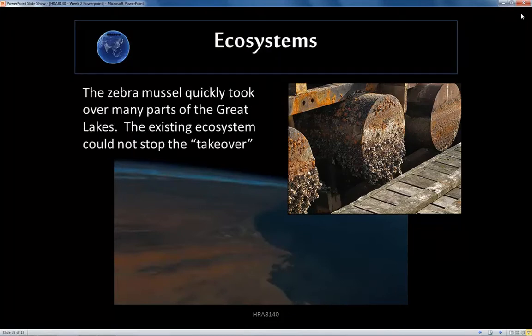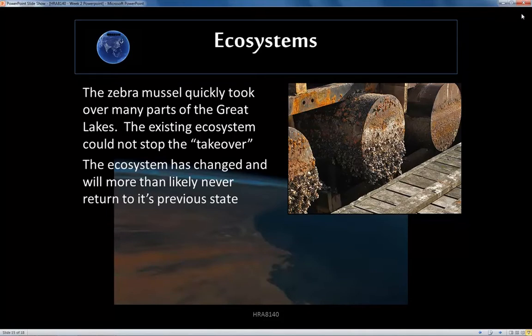The zebra mussel quickly took over many parts of the Great Lakes. The existing ecosystem could not stop the takeover. The ecosystem has changed and will more than likely never return to its previous state.